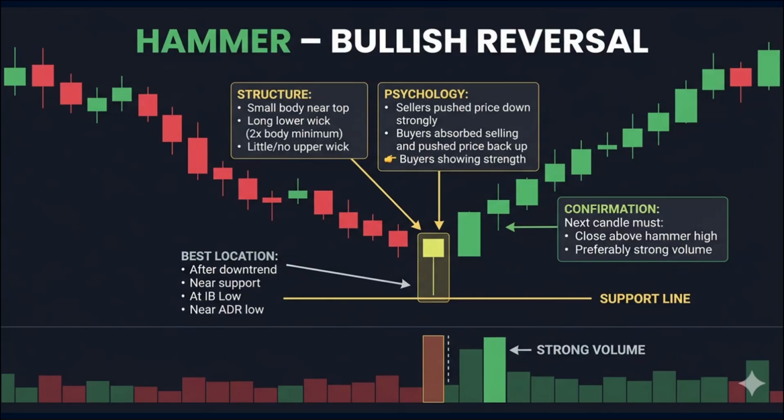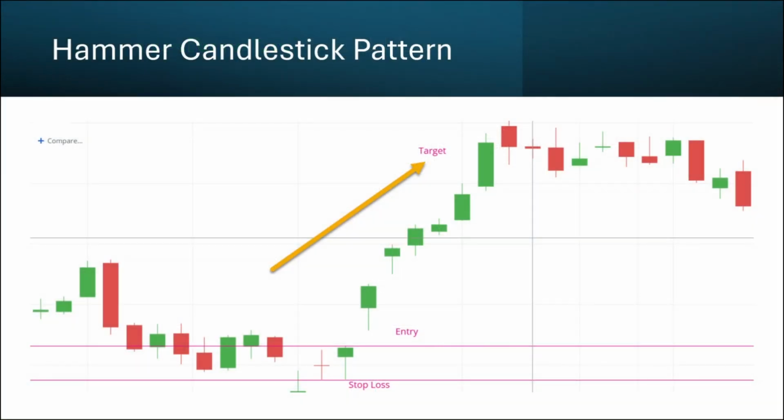Yes. So you know the structure, you know the psychology behind it, you know the best location to trade, and you know how to take the confirmation. Based on these factors, you can trade the hammer pattern. So here is an example.